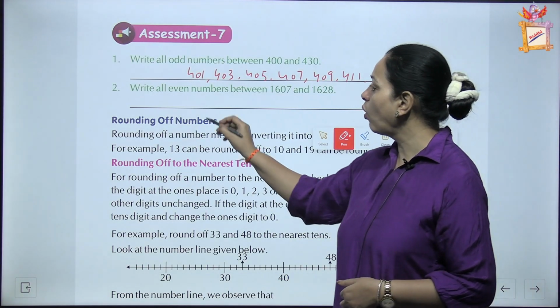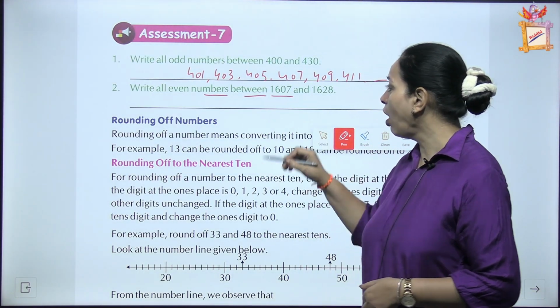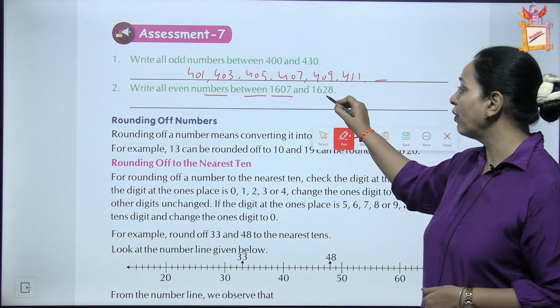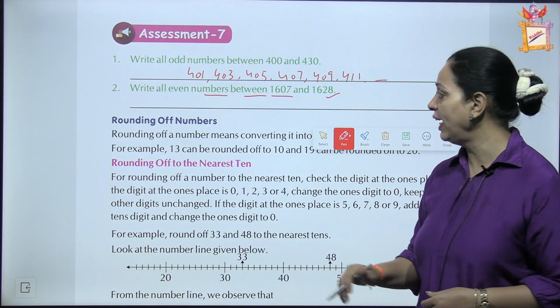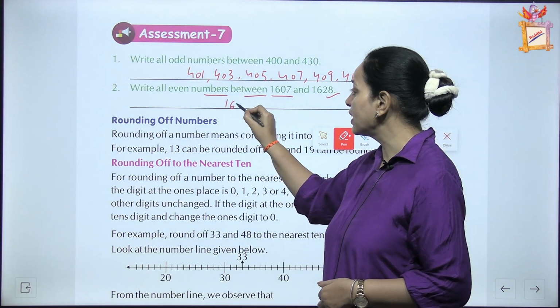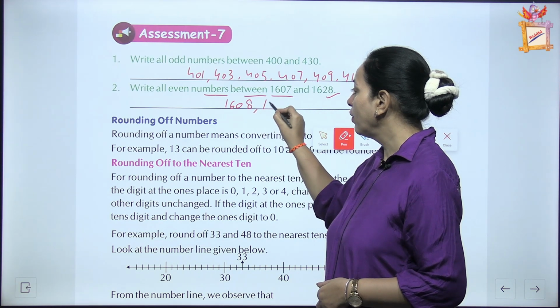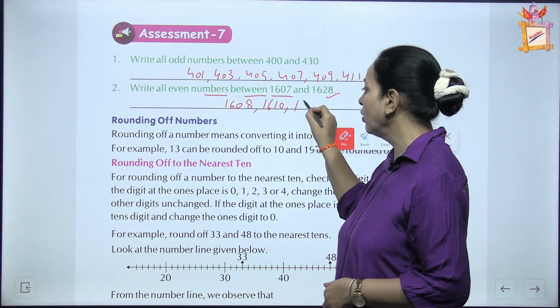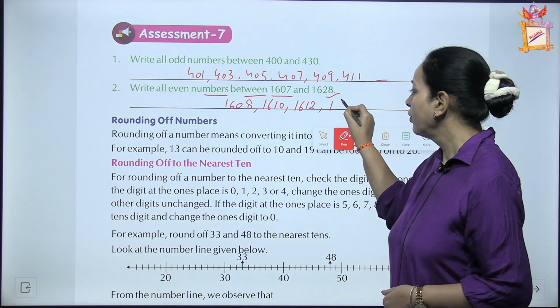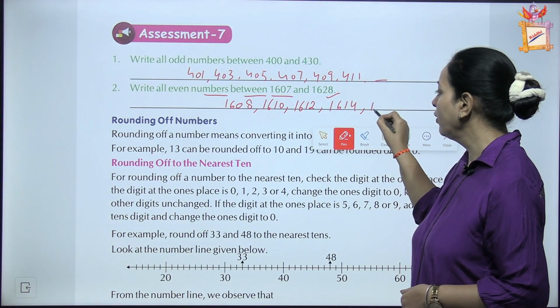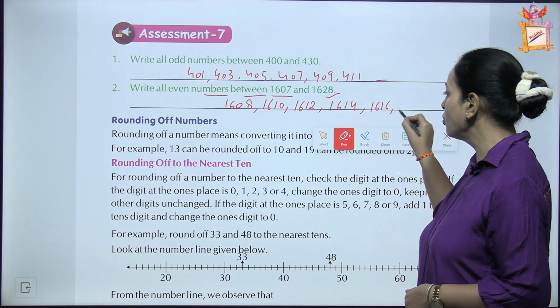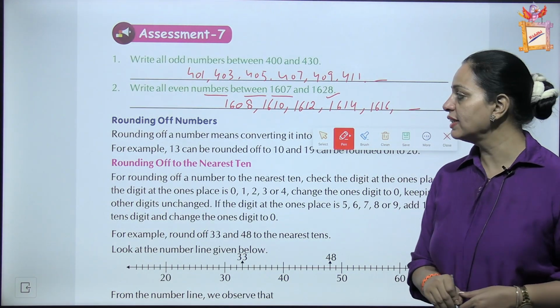Okay, ऐसे ही write all even numbers between 1607 and 1628. यानी 1608, 1610, alternate. Okay, I hope this is clear to you. So like this you can complete the sequence.